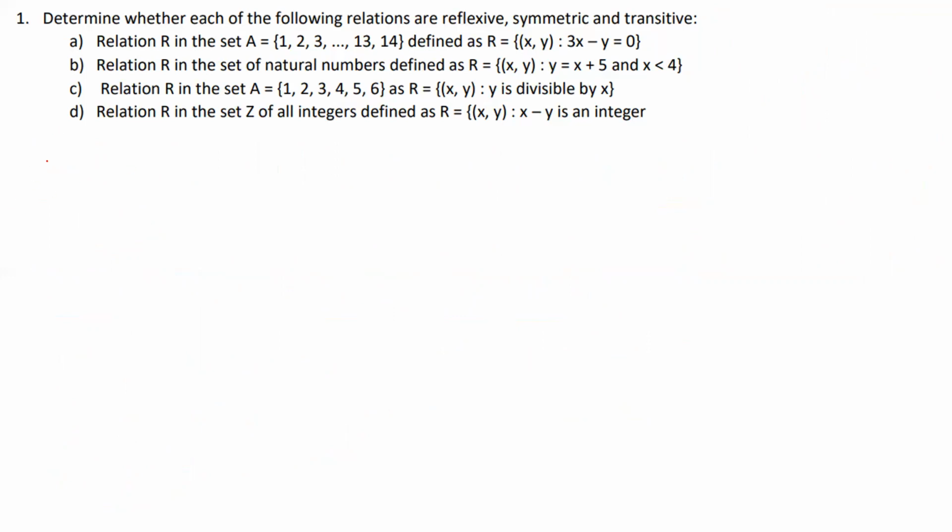we have the relation R in the set of natural numbers. There's a condition that the inputs of x are supposed to be less than 4. So the inputs of x are going to be 1, because natural numbers are counting numbers starting from 1. So we have 1, 2, and 3. These are the inputs that we have.